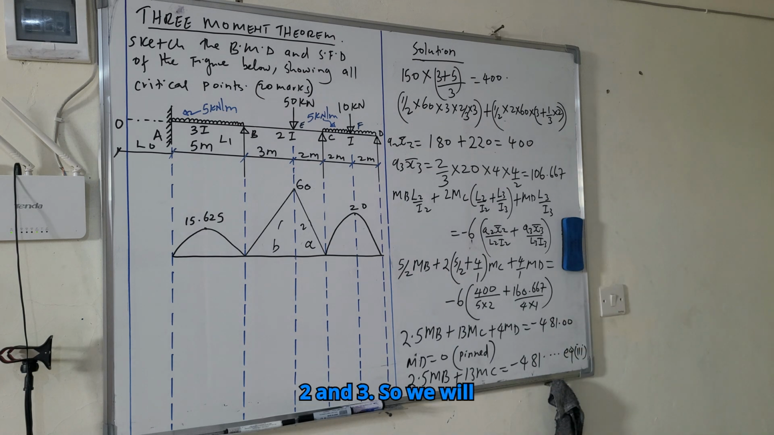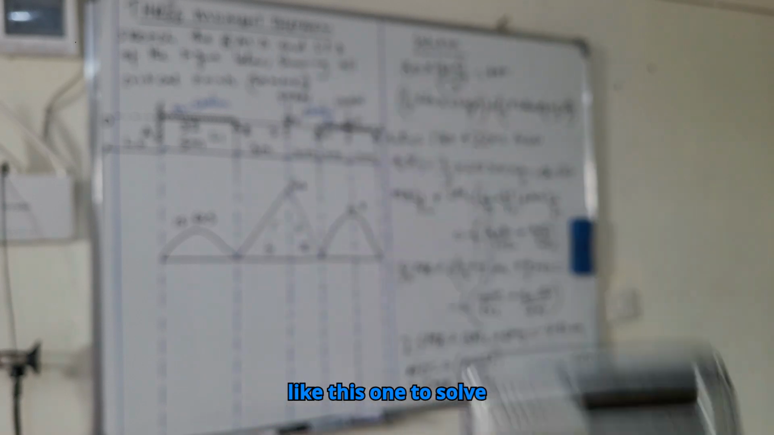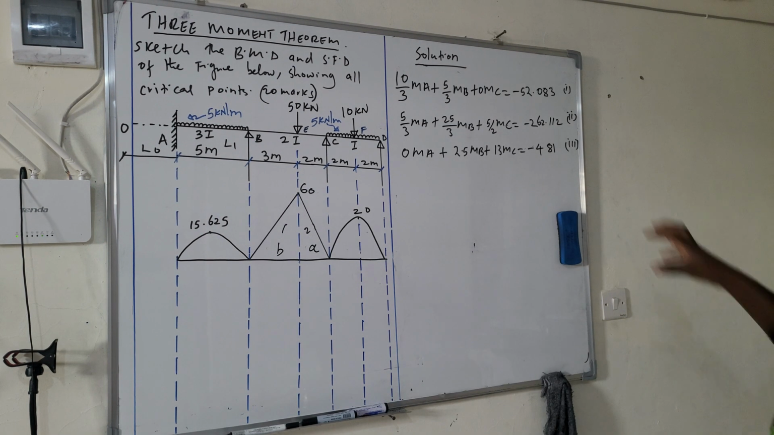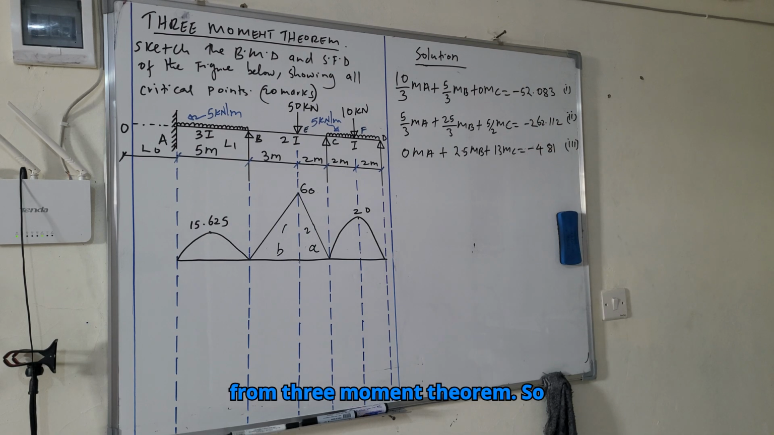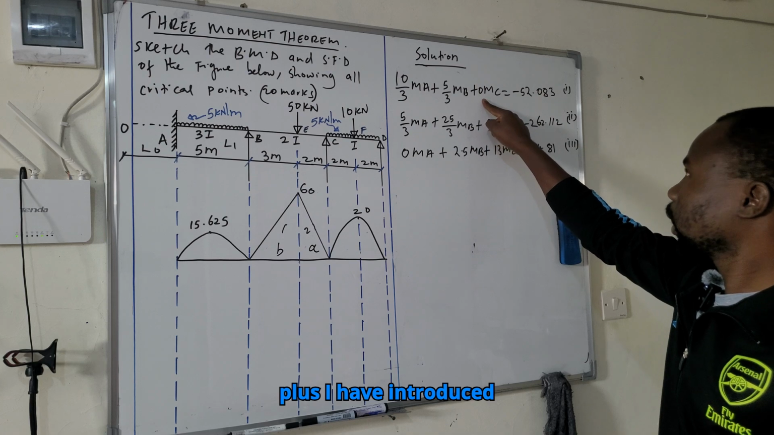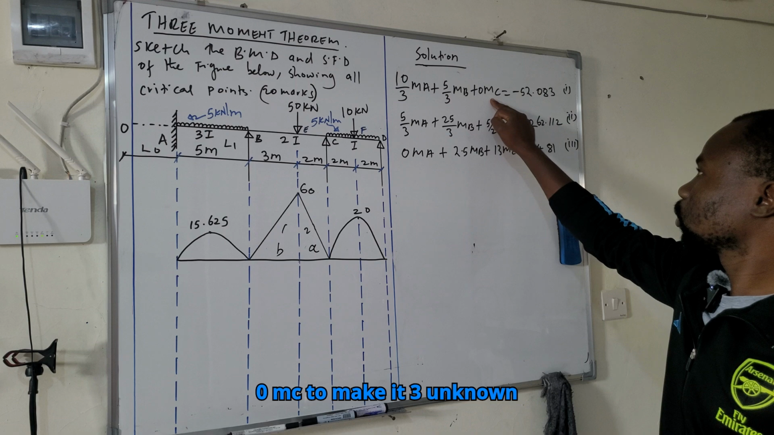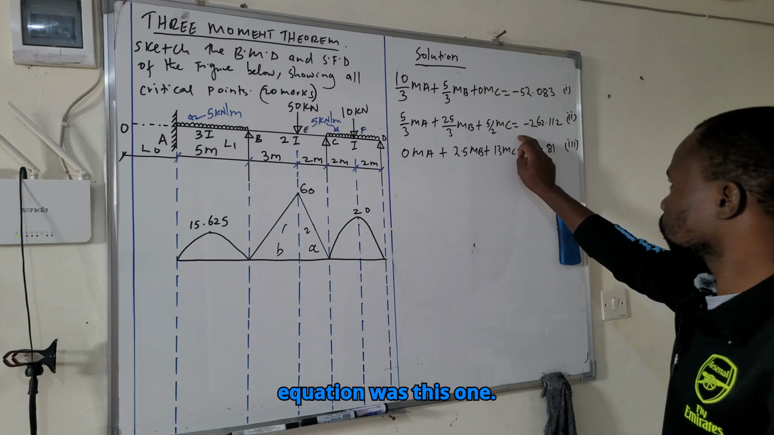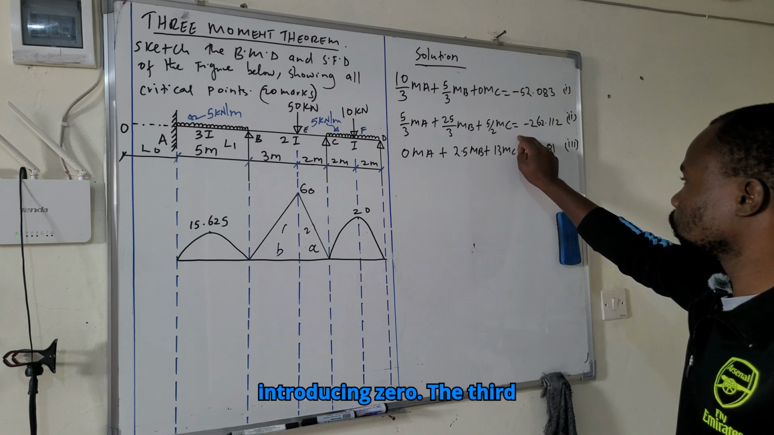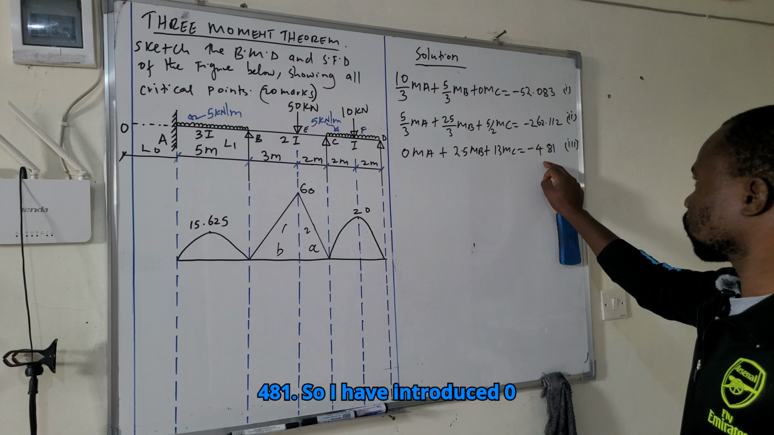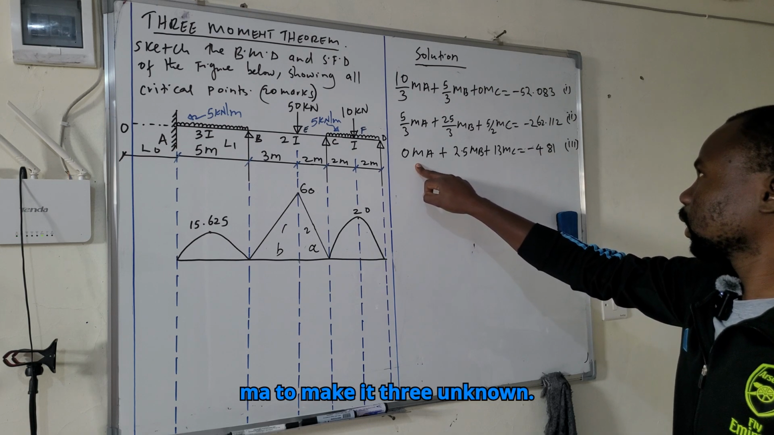So we have equations 1, 2, and 3. You will use a calculator like this one to solve the 3 unknowns. So these are our 3 equations from the 3-moment theorem. The first equation was 10 over 3 MA plus 5 over 3 MB plus I have introduced 0 MC to make it 3 unknowns, equal to negative 52.083. The second equation had 3 unknowns, no need of introducing 0. The third one, we had 2.5 MB plus 13 MC equals negative 481. So I have introduced 0 MA to make it 3 unknowns.